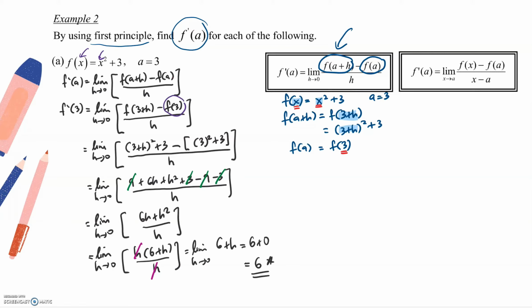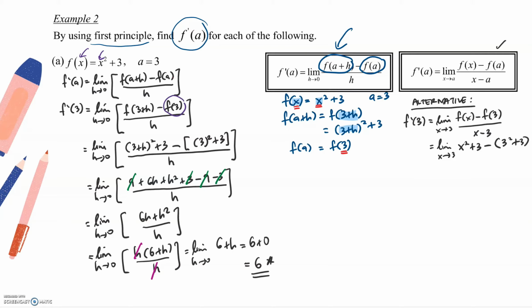We can also try to use the second formula to find f prime a. So we have here f prime 3 is equal to the limit as x tends to 3 of f(x) minus f(3) divided by x minus 3. So the limit as x approaches 3, f(x) is x squared plus 3 minus f(3). f(3) means that we substitute 3 into f(x). So we have here 3 squared plus 3 divided by x minus 3. We expand the numerator.